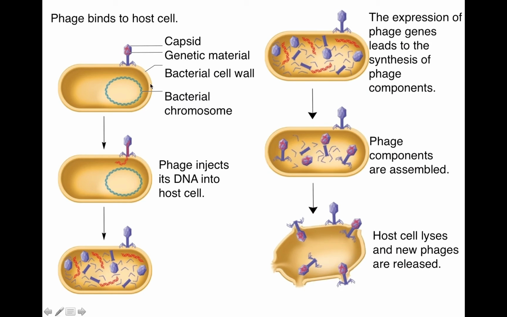Okay, so just to refresh your memory, if you don't know or haven't forgotten, when a virus infects a bacterial cell and injects its genetic material inside the bacterial cell, that genetic material then directs the production of all the different parts of the new phage particles, which eventually assemble and then cause the bacterial host to burst open and release all the new little baby phages into the environment.